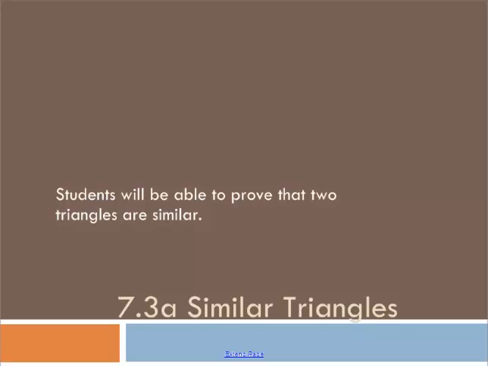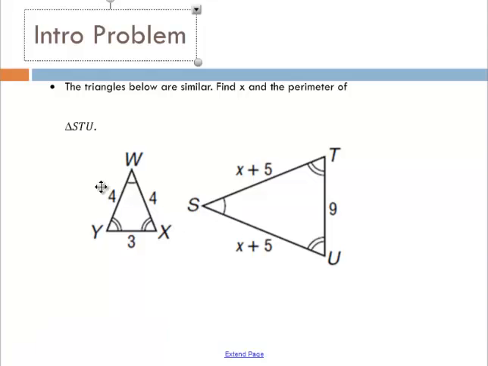So in 7.3, we're going to focus our attention purely on similar triangles, and we're going to start doing proofs again pretty soon. And it's going to just look at different ways that we can assume triangles are similar instead of having to show every step. So let's just start with this.